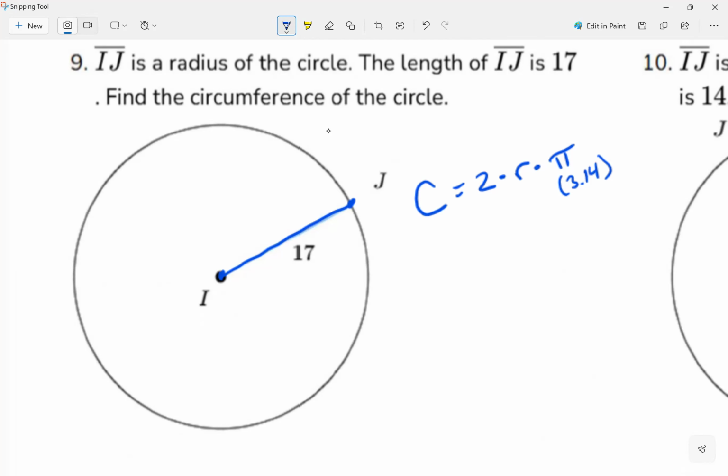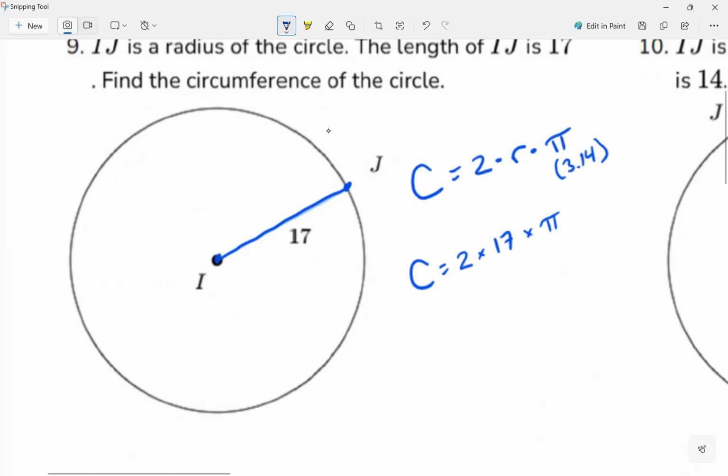Okay, so let's do this. I'm going to type it on my calculator. My circumference, in this case, is going to be 2 times 17, because the radius is 17, times the pi symbol. I'm going to use the key that says pi. So 2 times 17 times pi. According to my calculator, I get 106.81411502.